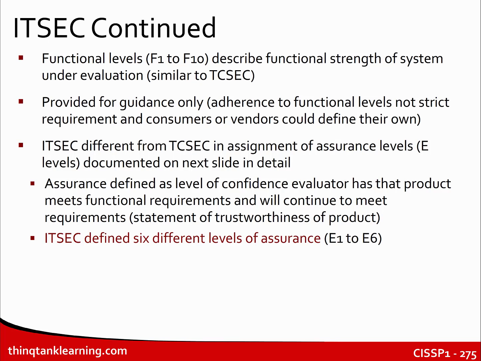Ultimately, the goal here is to evaluate a system and apply a level of assurance to that system that can be trusted by the consumer of that particular system. All right? If that makes sense. It'll make more sense as we move on to the 6 different levels of assurance later on. The assurance levels define different levels of confidence that the evaluator has that the product meets specific functional requirements, and that it will continue to meet those requirements. In essence, it's the trustworthiness of the product itself.